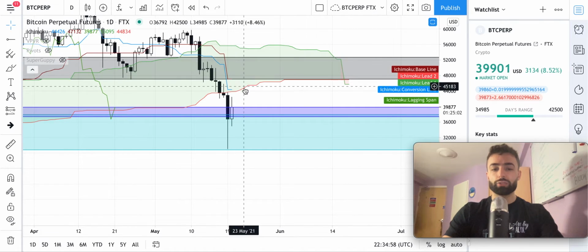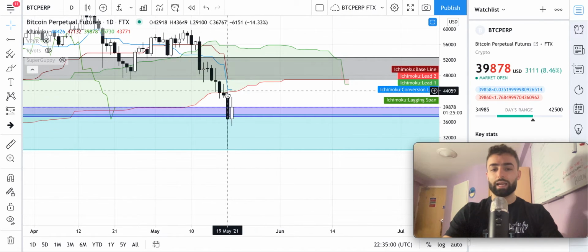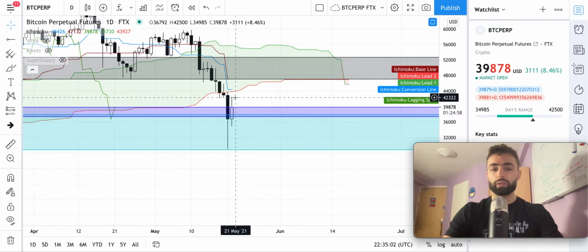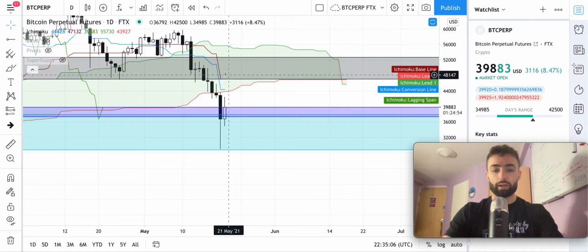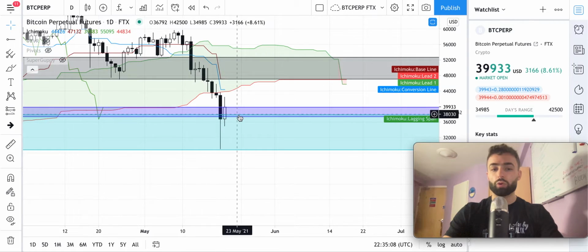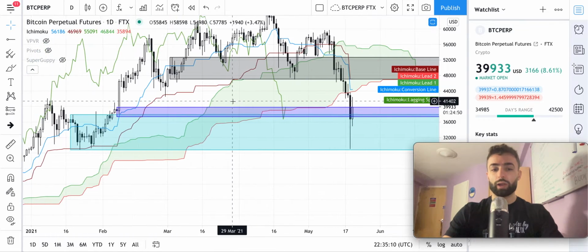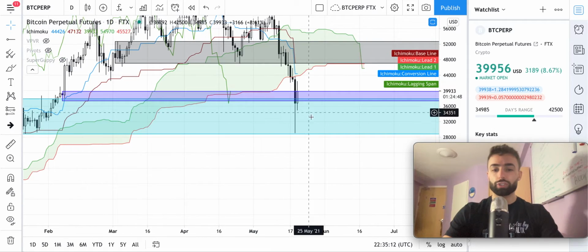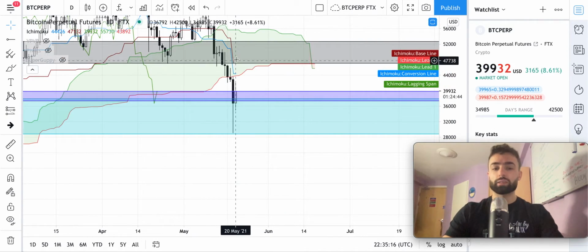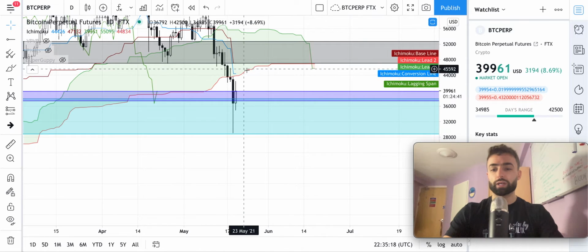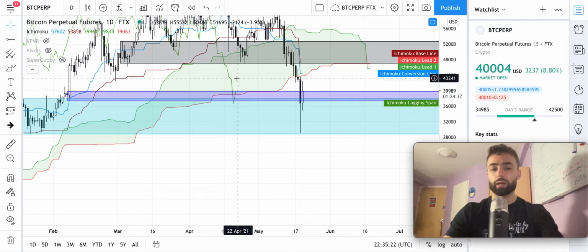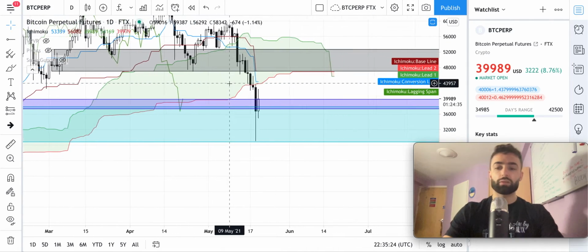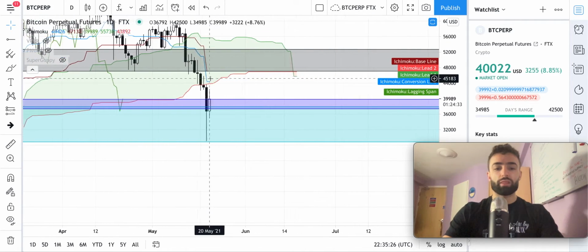The Tenkan and the Kijun are inside the cloud, so they're not yet outside of it, which would be the most bearish scenario. But they're edging closer as we draw down more. So this is something to be aware of. If we start to push and grind into this light blue level more, these are going to continue to push below this cloud, and once they do, that's a strong indication for a continued downside. So we'll see what we end up getting there with that indicator.